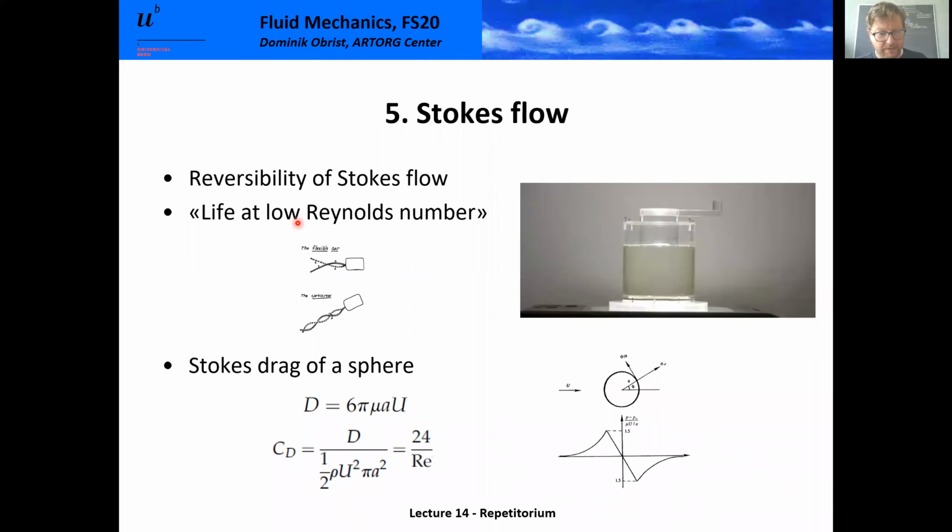Maybe you remember that movie here. Not sure if it runs. Yeah, I think it runs. That was this sort of magic movie where you had this fluid in a cylinder, co-rotating cylinder, or the inner cylinder was rotating, highly viscous fluid and slow rotation. So therefore we had a very low Reynolds number below 1.